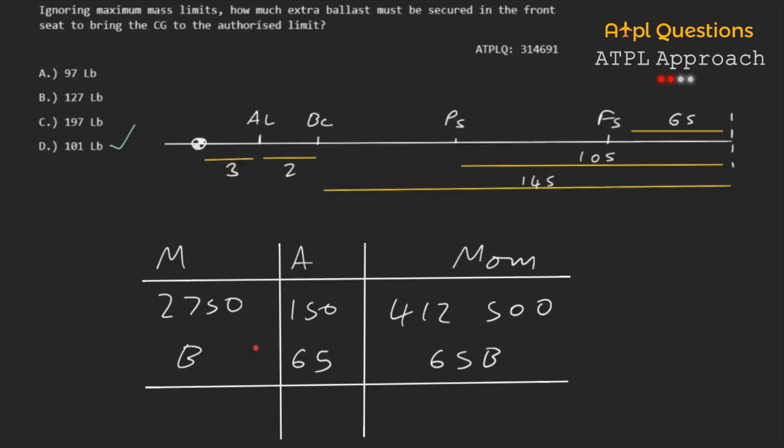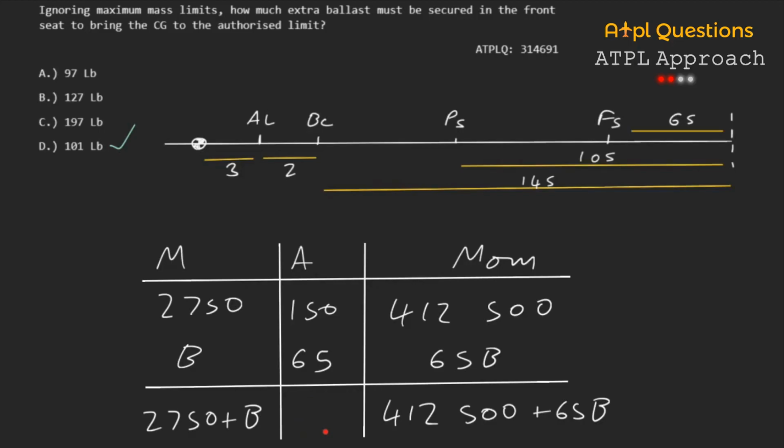So we're going to add down the columns as mentioned before. So this will give us 2,750 plus B. We can't add down the arms column, but we can on the moment. So we get 412,500 plus 65B. And now we've got one value blank, which is this value here.